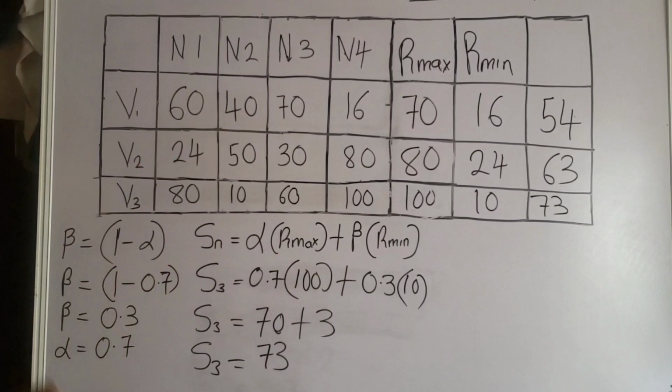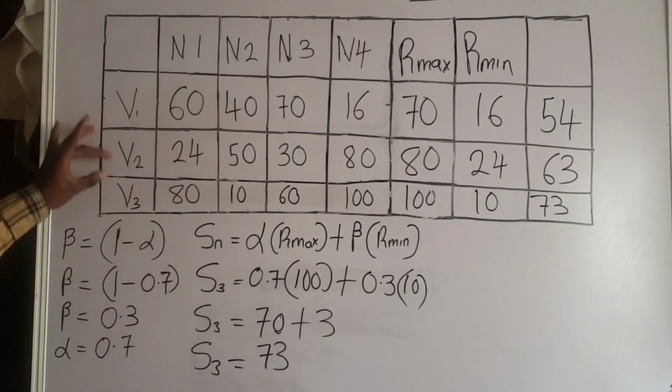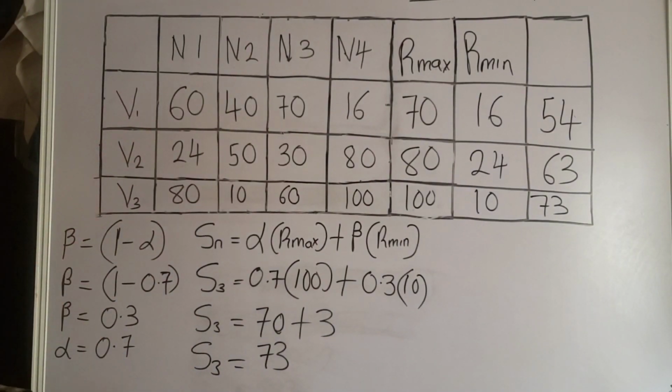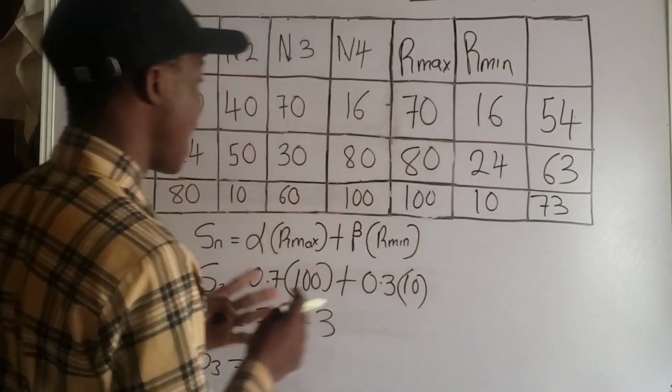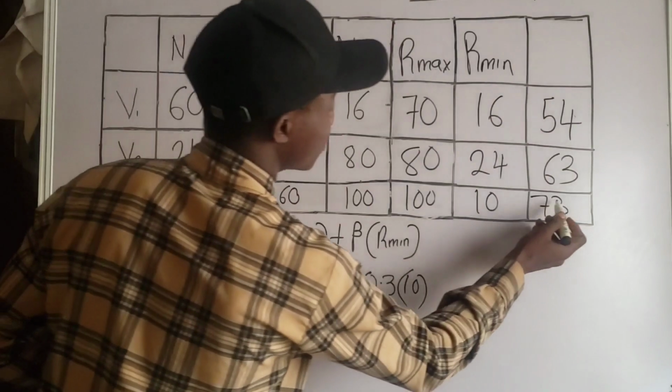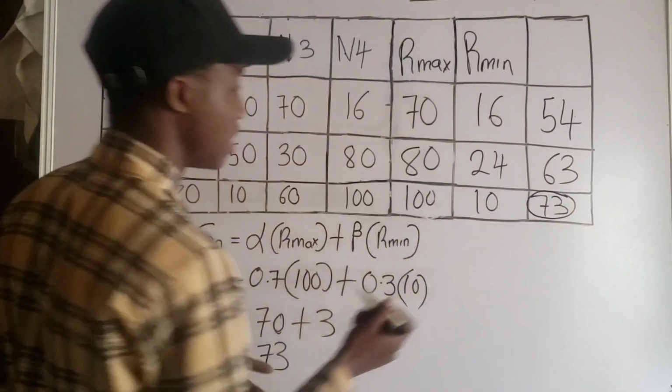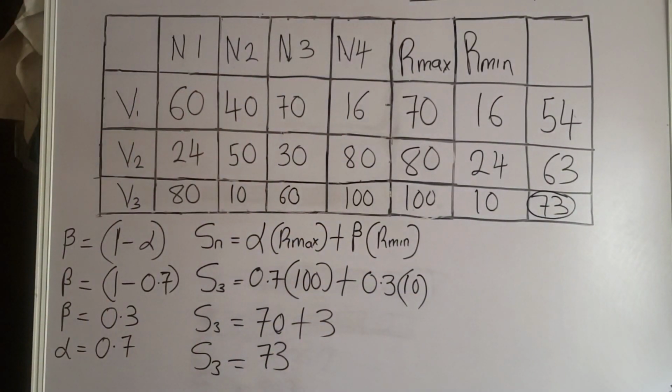Now we have calculated the strategy for variety 1, variety 2, and variety 3. The best of these strategies is the highest among them. The highest strategy among them is 73. So we are going to choose 73 according to the Hurwicz criterion of decision.